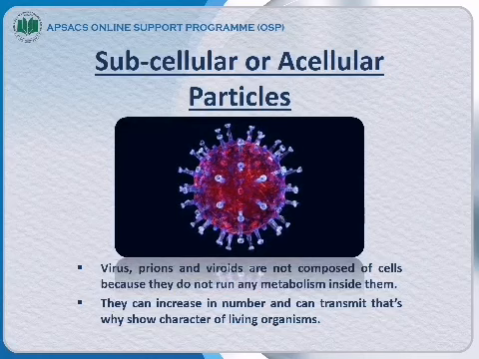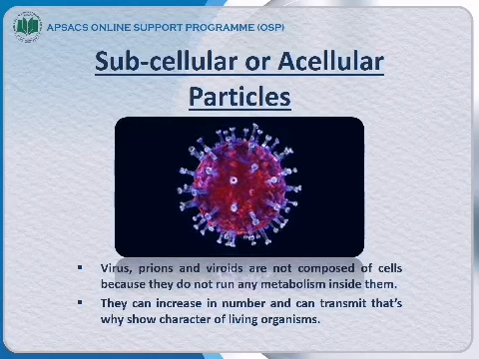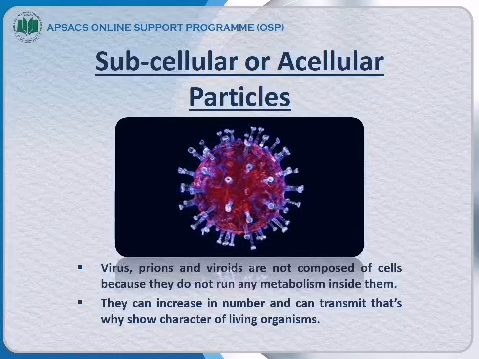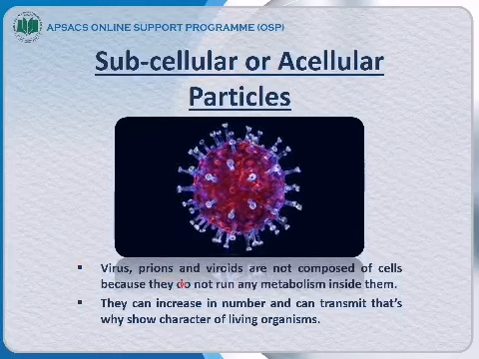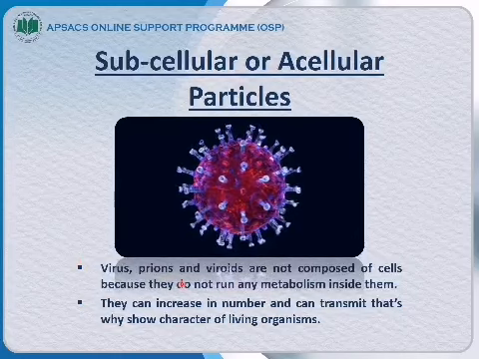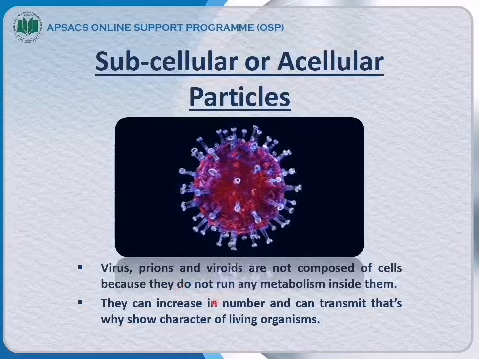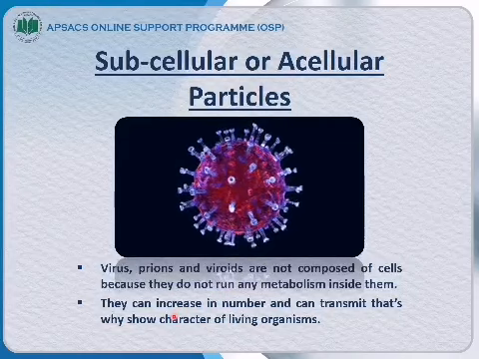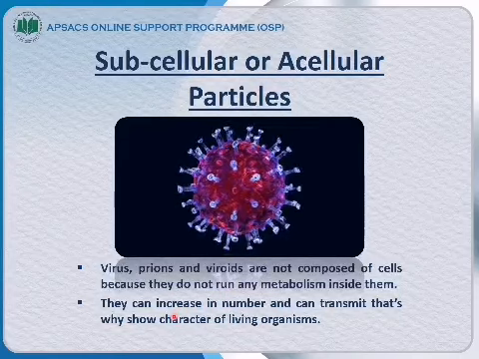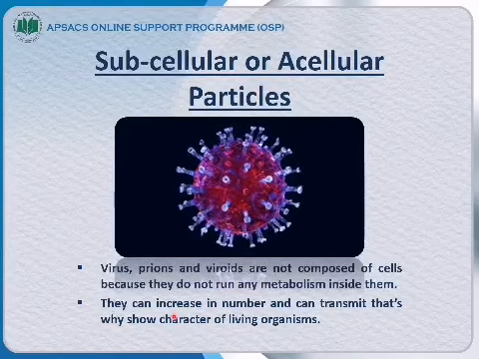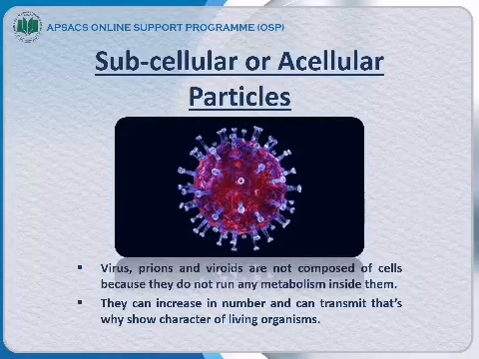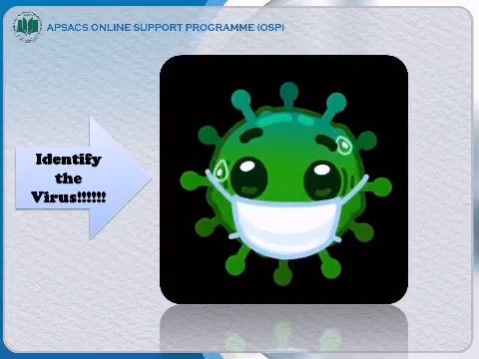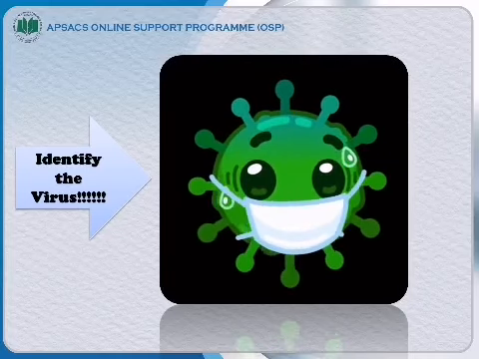Next topic is the subcellular or acellular particles. All the viruses, prions, and viroids are considered acellular or subcellular particles because they do not have any metabolism inside them. But they are able to increase their own number. So somehow they show the character of living organisms. Yes, we are facing a disaster today due to a virus.